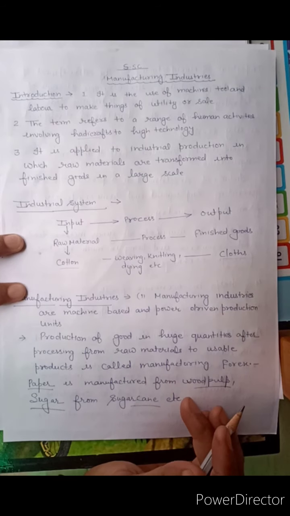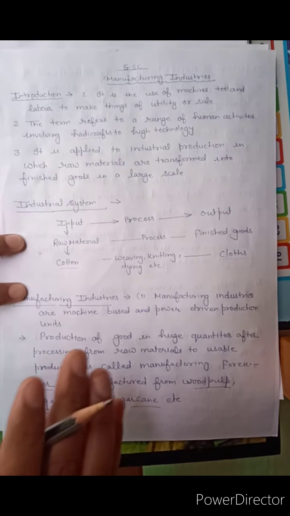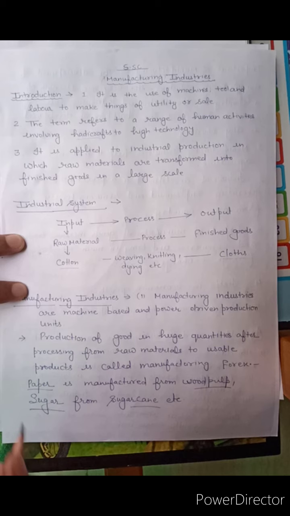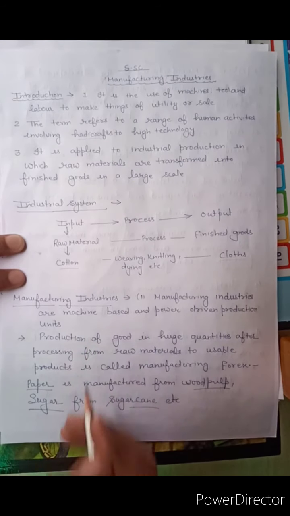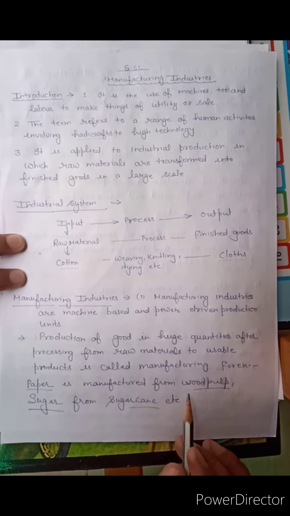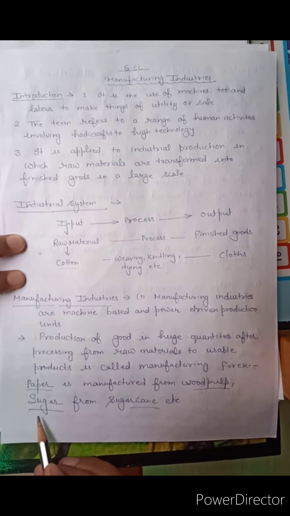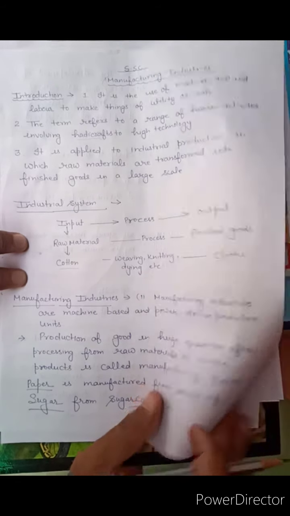So what is manufacturing? It is a process by which we can convert raw material into useful products. That is known as manufacturing. For example, we manufacture paper from wood pulp. Wood pulp is the raw material and the finished product is paper. Sugar is the finished product from sugarcane. Sugarcane is the raw material.